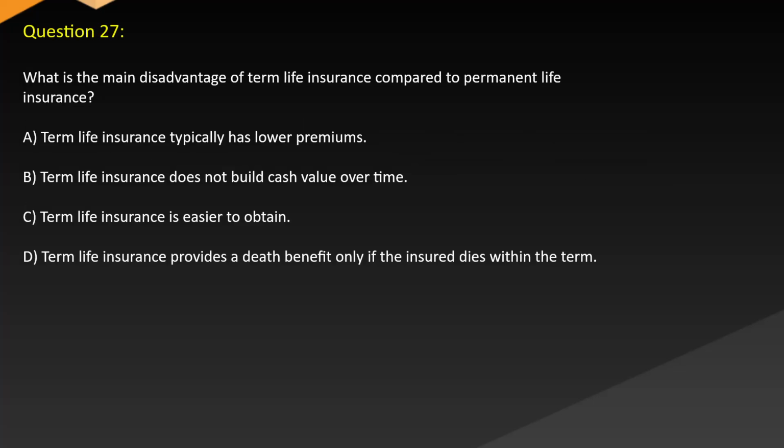Question 27. What is the main disadvantage of term life insurance compared to permanent life insurance? A. Term life insurance typically has low premiums. B. Term life insurance does not build cash value over time. C. Term life insurance is easier to obtain. D. Term life insurance provides a death benefit only if the insured dies within the term.